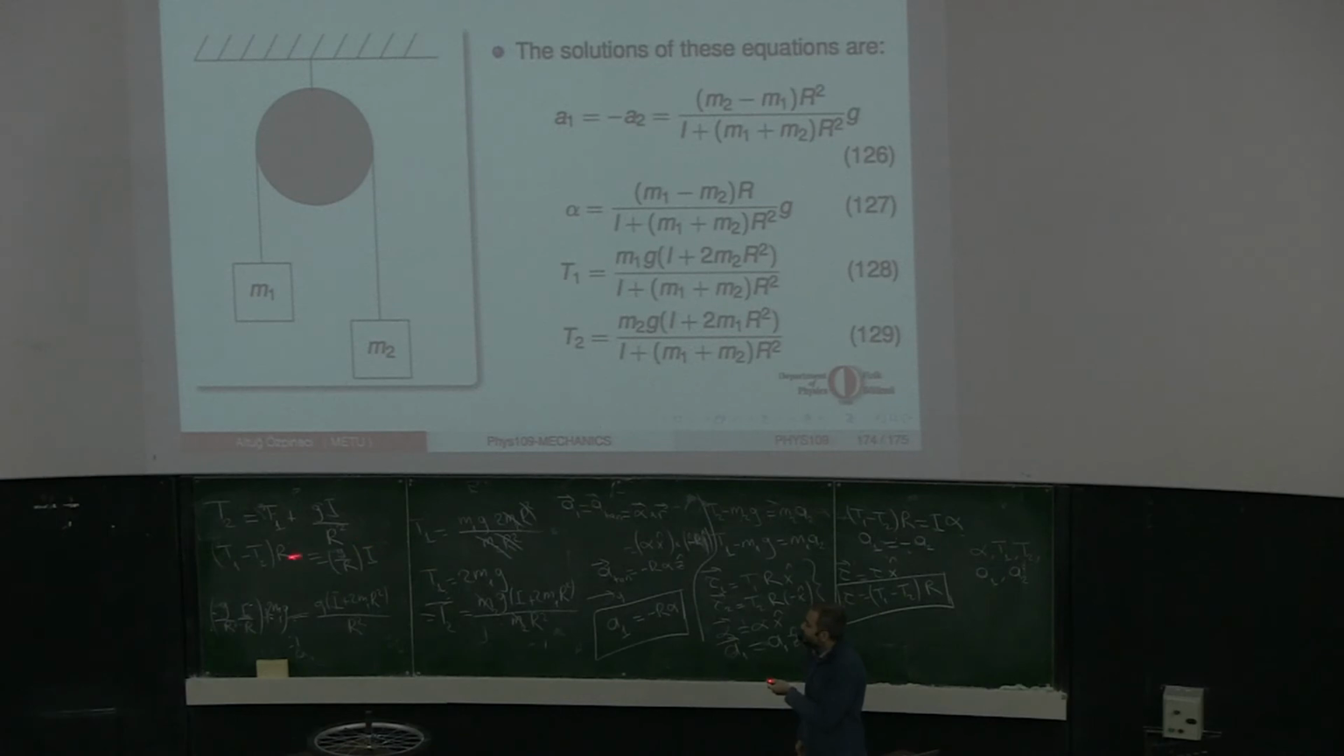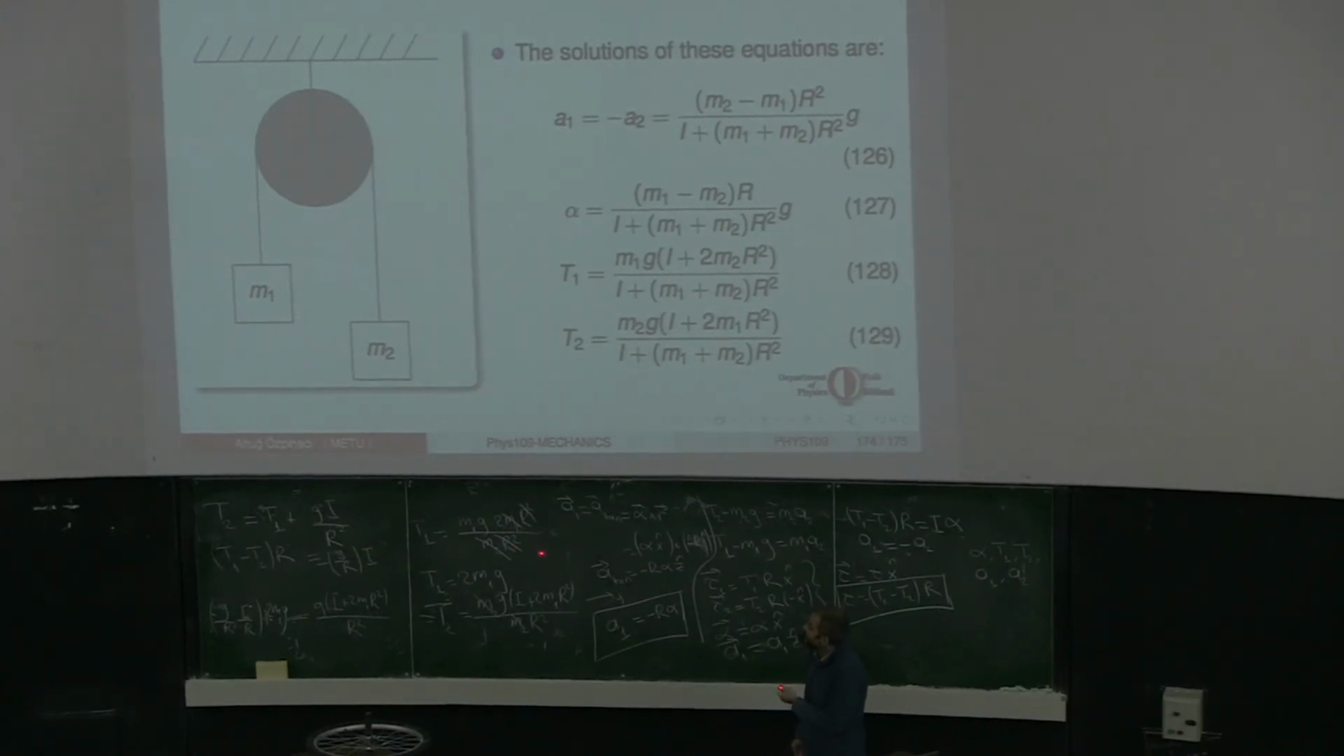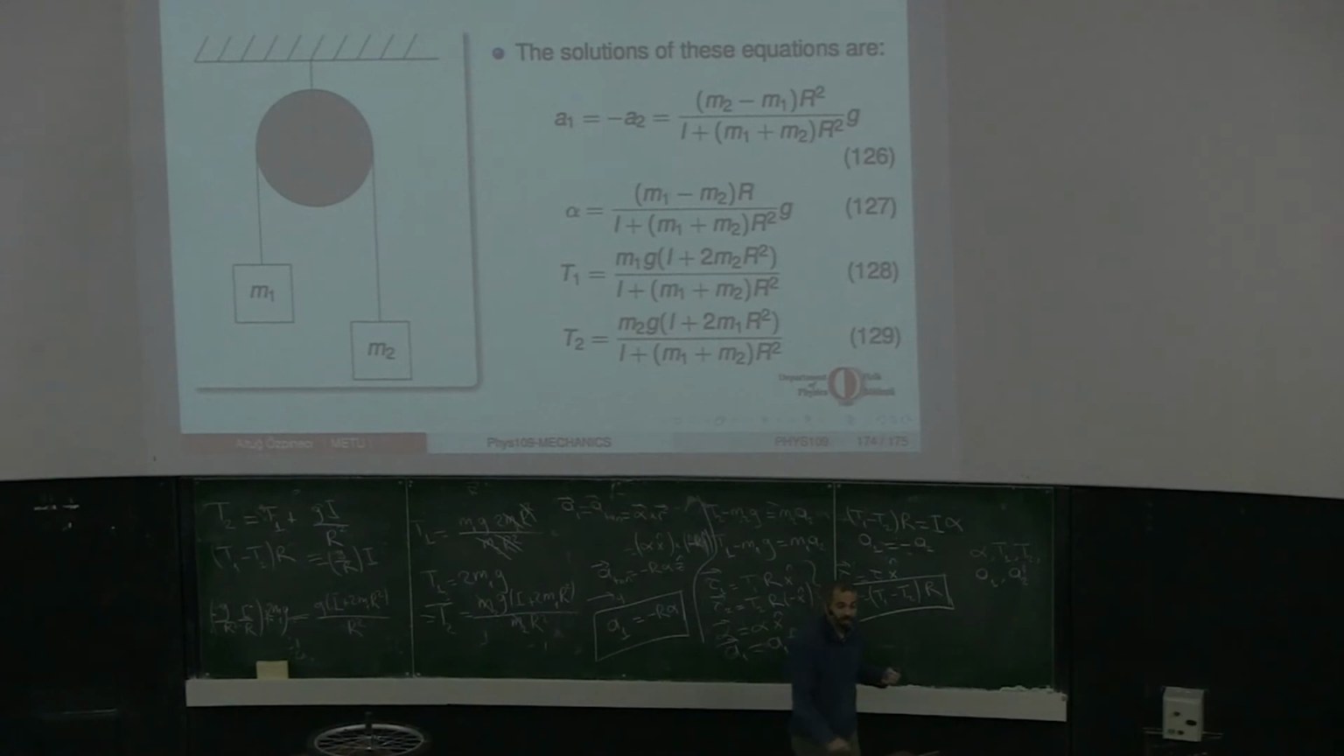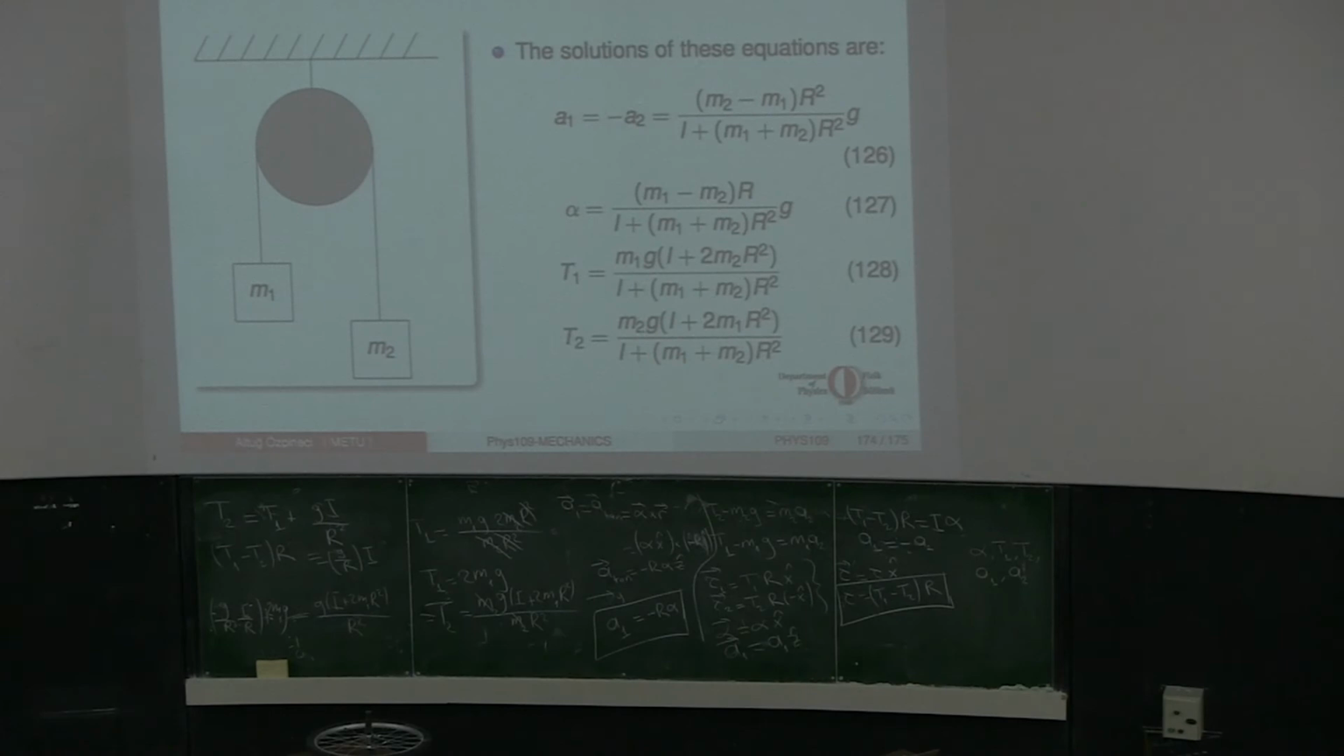It wouldn't be that obvious, this one. T1 would have been obvious. And the accelerations A1, A2, and alpha in the limit that M2 goes to infinity are kind of obvious. Any questions on this problem? Any other limit that you think would be interesting?